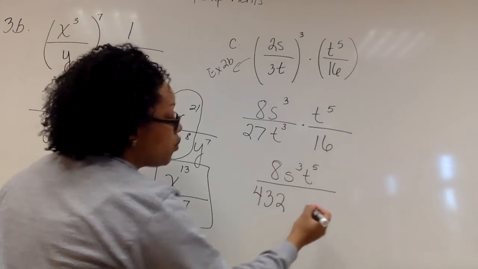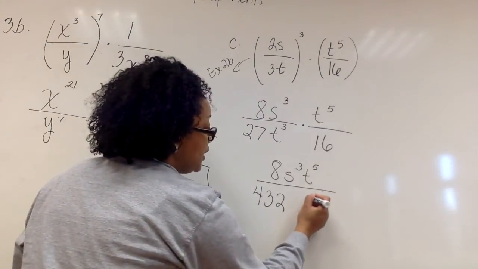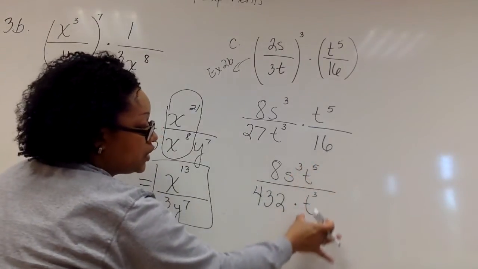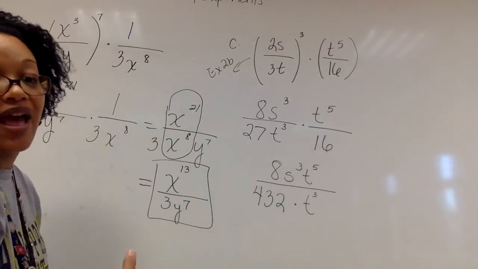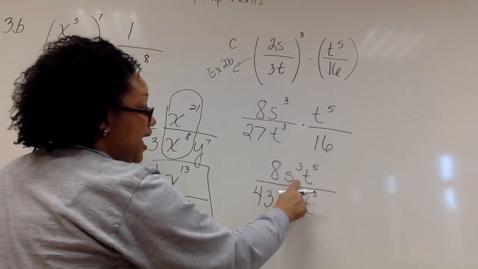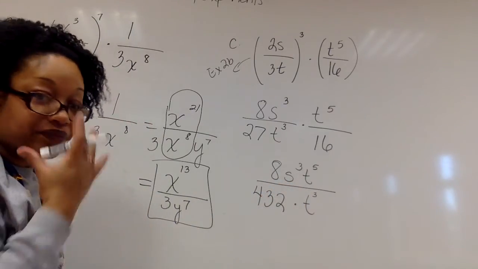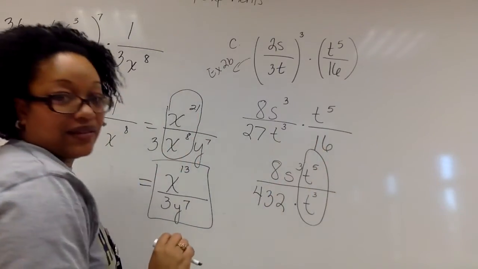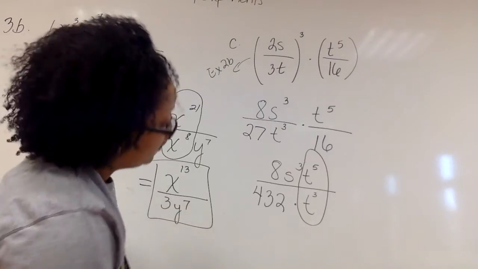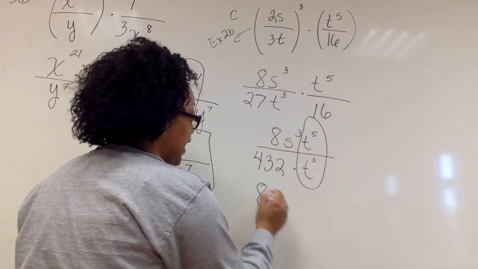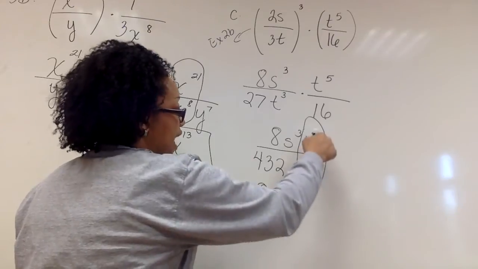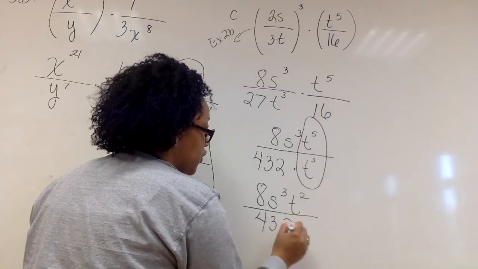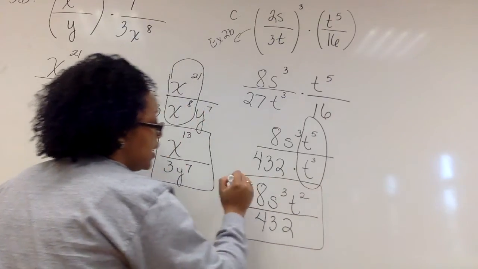I don't have any other variables, that's my only one. But watch what I'm going to do here. I'm going to put the t cubed right here under the t. See how these are nice in order? So then I recognize that I have like bases. I only have one s, so I'm not going to touch that. The only thing I'm going to do is combine these two bases. Since I'm dividing, I subtract. So my final answer is 8s cubed, 5 minus 3 is 2, divided by 432. And that is your final answer.